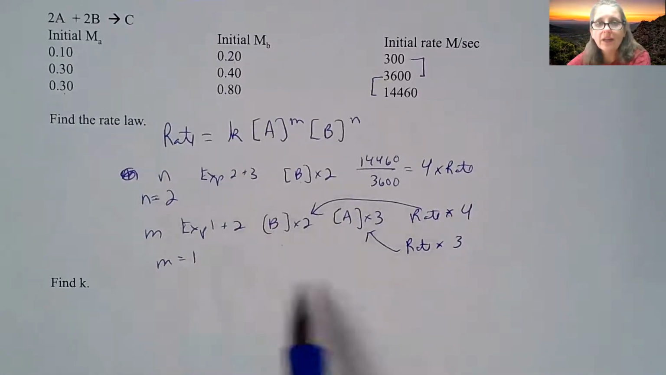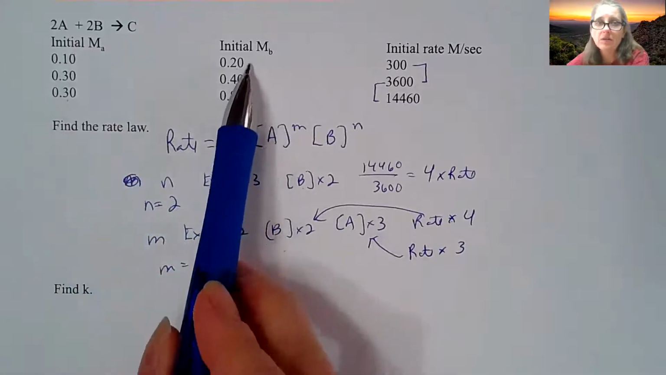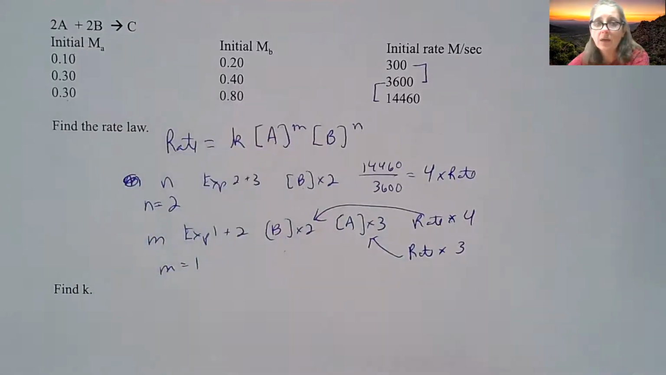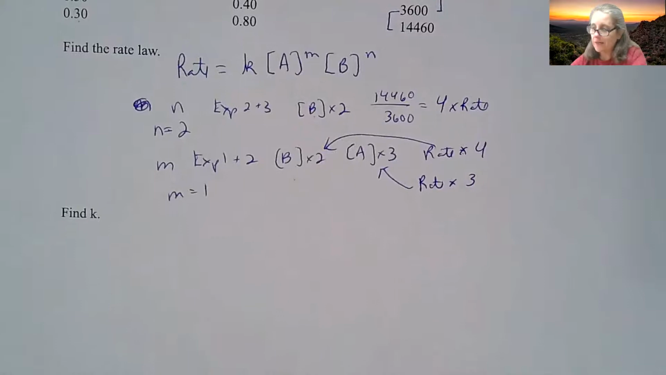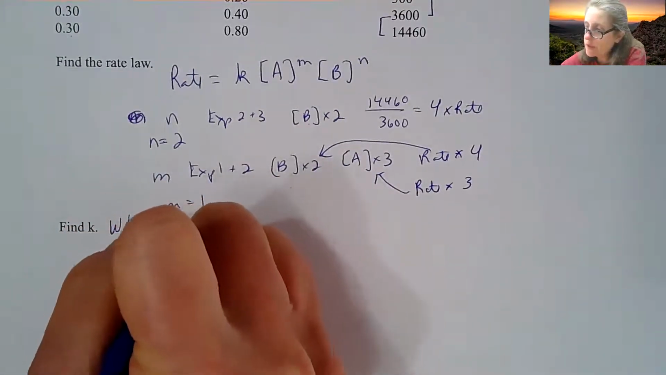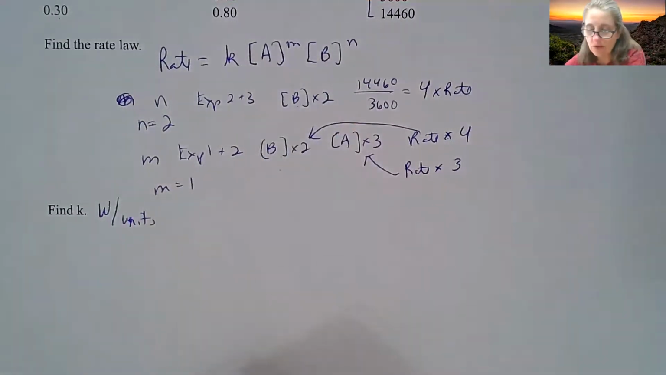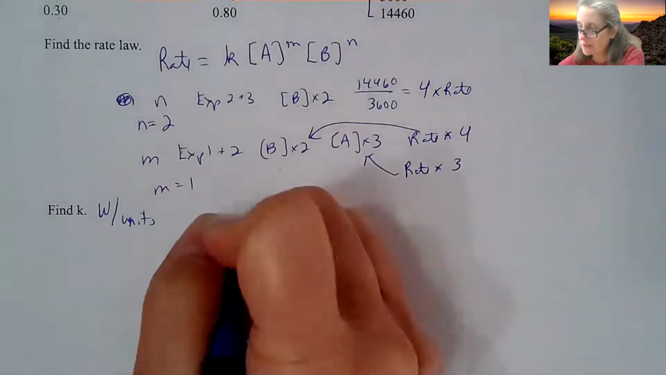Why I show you this is sometimes the data is not going to be playing nice with you, and so you're going to have to find the data that works for you and then go from there. So you will always be finding K with units, okay? So always take experiment 1 just so your numbers agree with my answer keys, by the way.